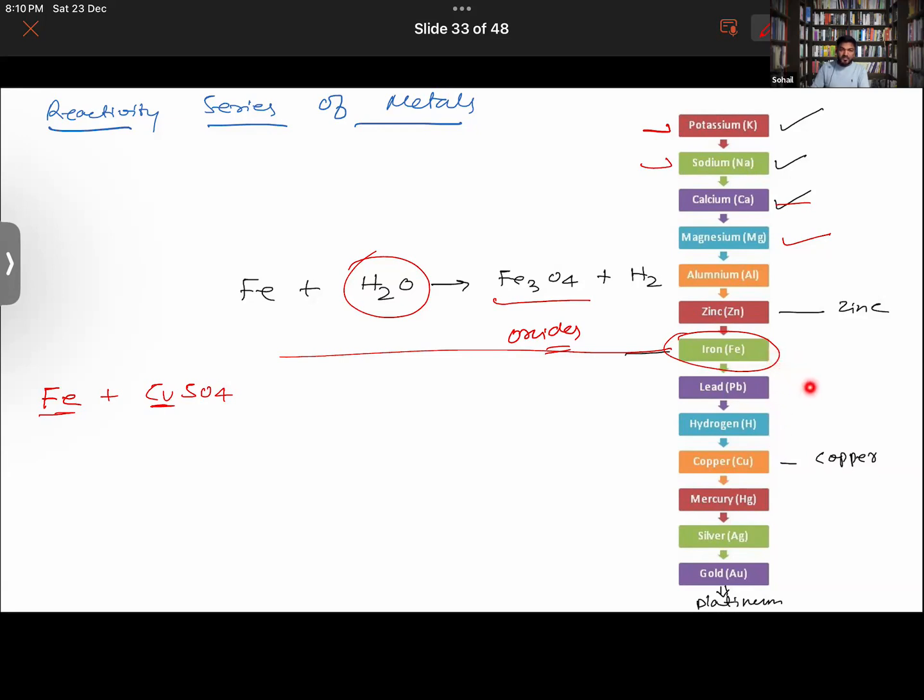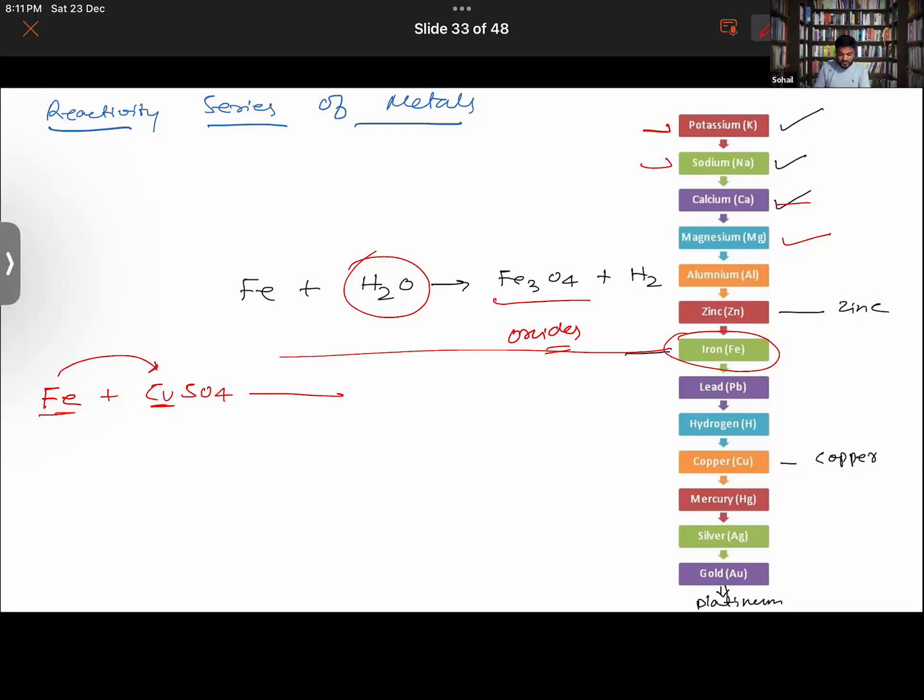Sir, iron. You agree, Arhan? Yes, sir. Since iron is more reactive than copper, what will iron be doing to copper? It will replace it, na? Yes, sir. So ये इसे replace कर देगा. Iron sulfate plus copper. Iron sulfate plus copper. Very good.